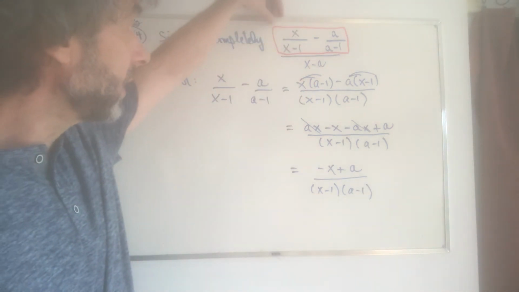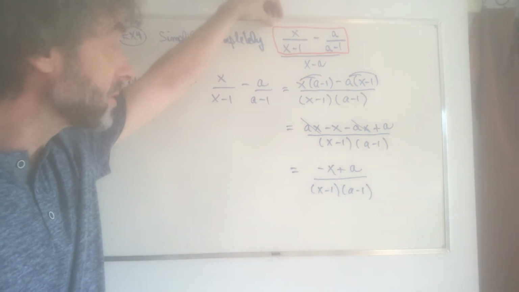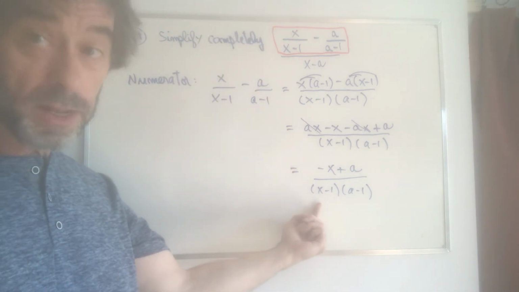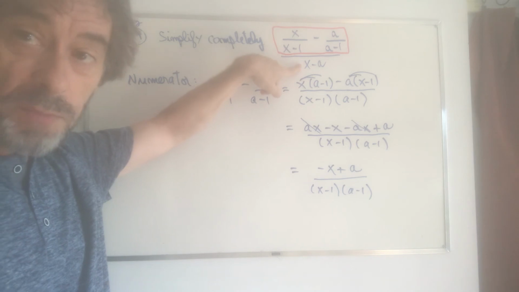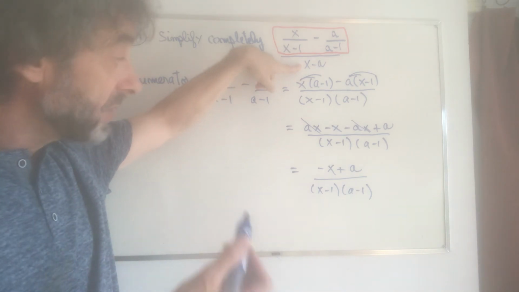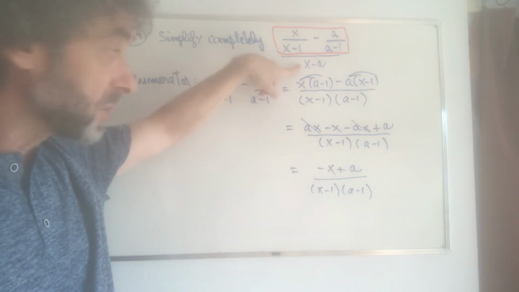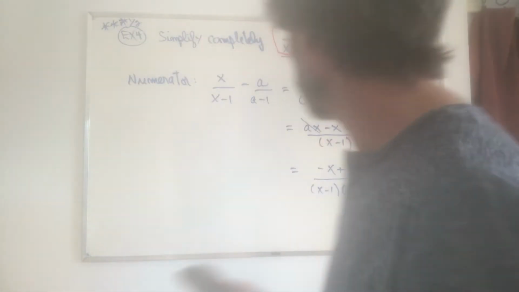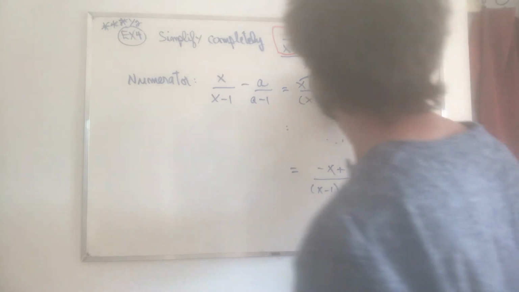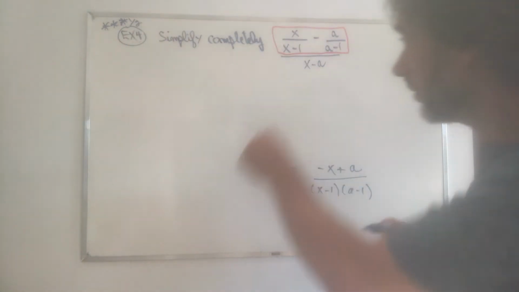So what I have is minus x plus a over x minus 1 and a minus 1. This is what is in this red box here. It is the numerator and the numerator only. Of course, I still have to divide this entire red box by x minus a. So now, let us give ourselves a little bit of room. Let's get rid of this, and let's continue this problem.